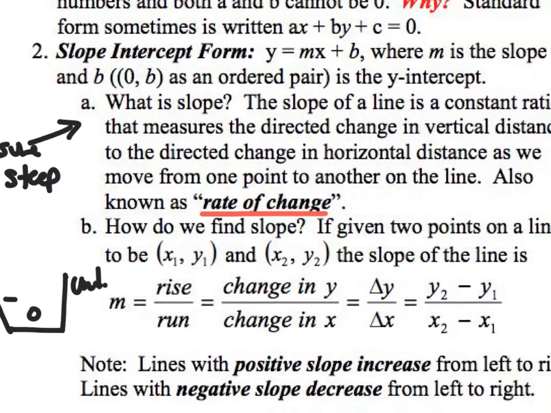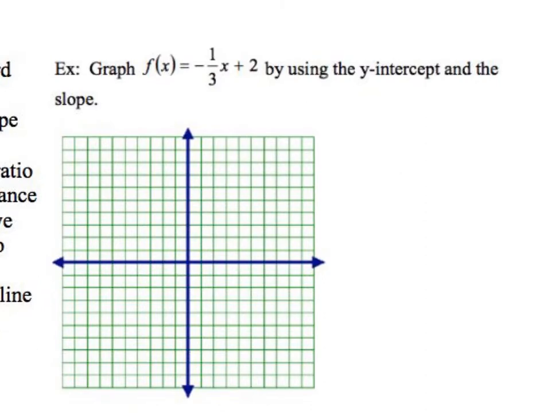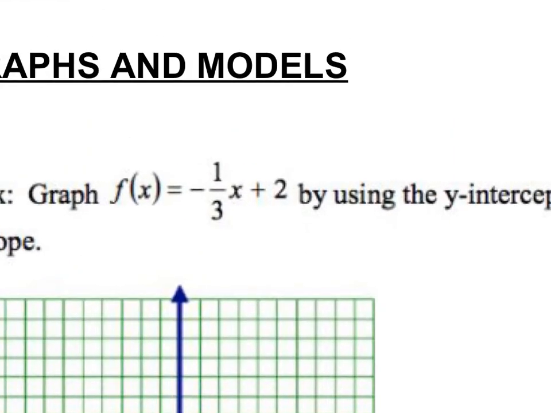So let's go ahead and take a look at an example, okay? What I want to do is graph this function using the y-intercept and slope. What I know is that this is already in slope-intercept form, okay? It takes the form of y equals mx plus b. So typically if you see something where it's y equals something else, or f of x equals something else, and x is raised to the first power, then you have a linear function. And if it's in this form, then we can identify the slope and y-intercept. So let's go ahead and do that real quick.